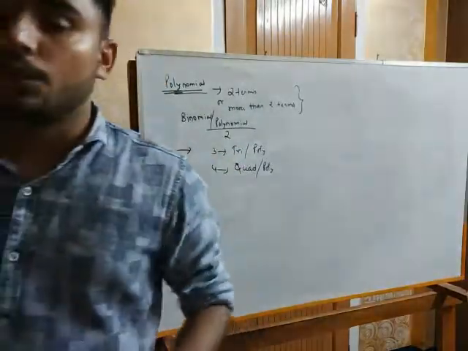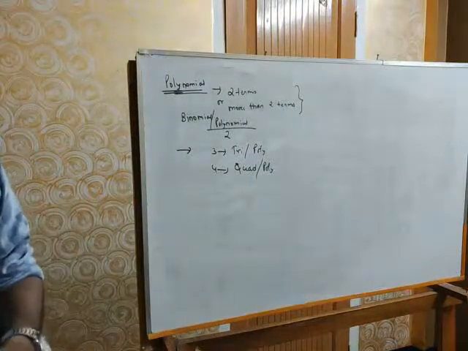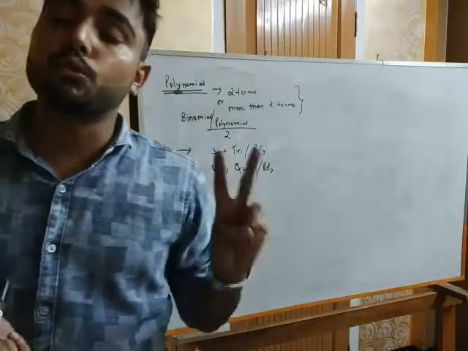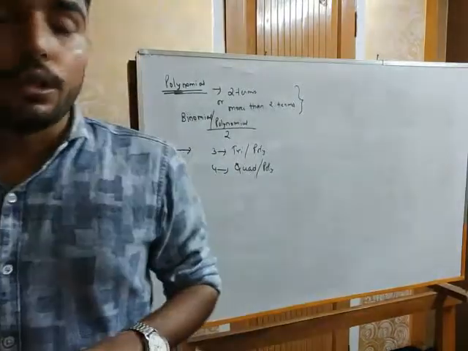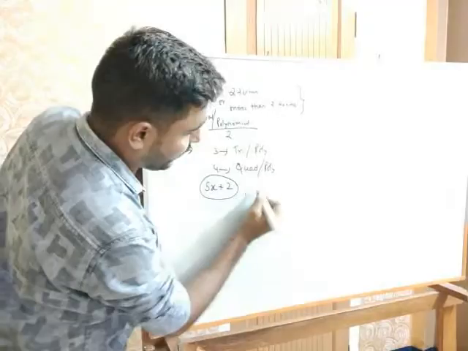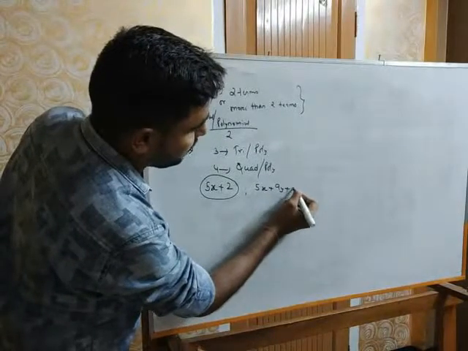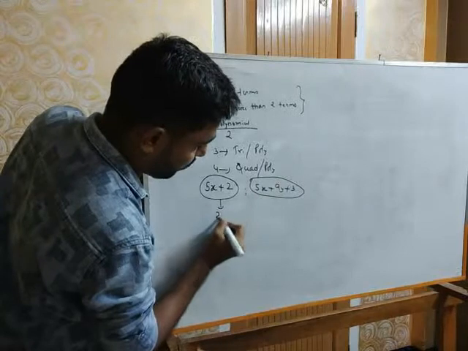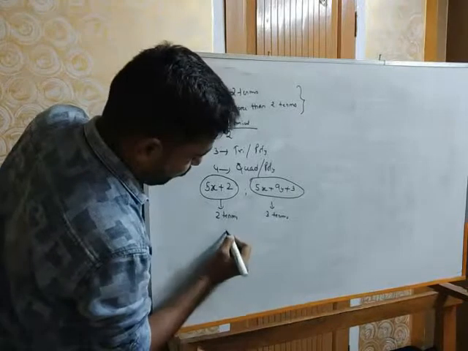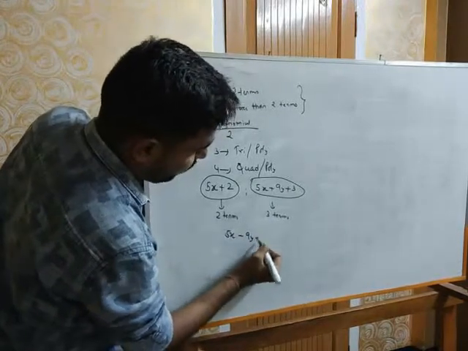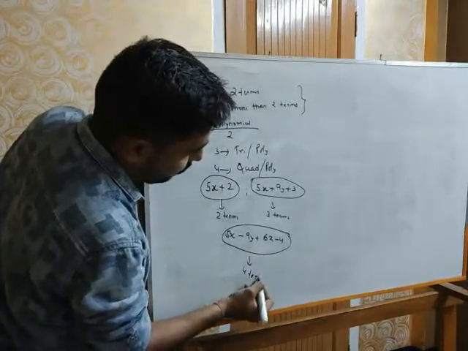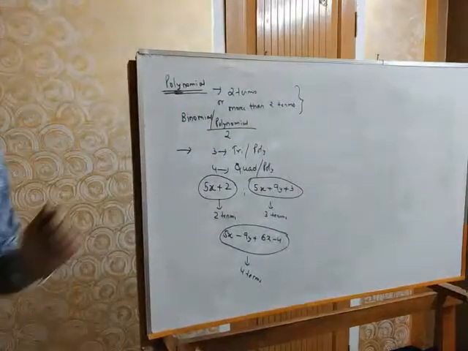Because what does the definition say? An algebraic expression that has two or more than two terms will be called a polynomial. Clear, everyone? A polynomial is an algebraic expression that has two or more terms. Some examples of polynomials are 5x plus 2. This is one example. 5x plus 9y plus 3. This is one more example. Here, two terms. Here, three terms. 5x minus 9y plus 6z minus 4. This is again a polynomial. It has four terms. Is it clear, everyone?